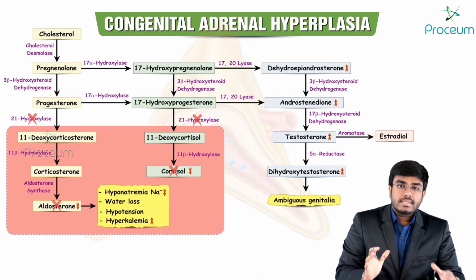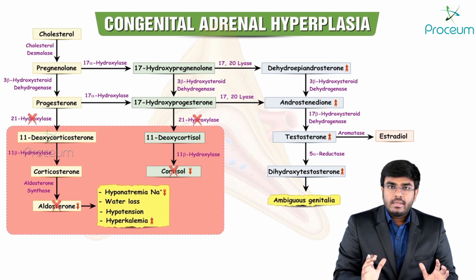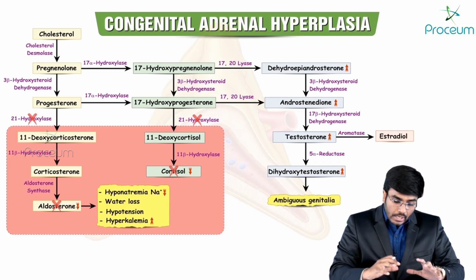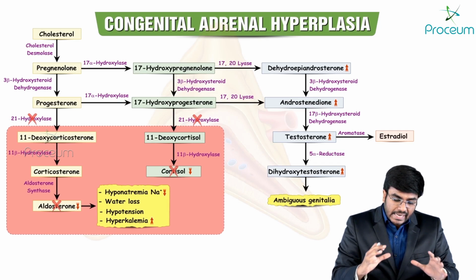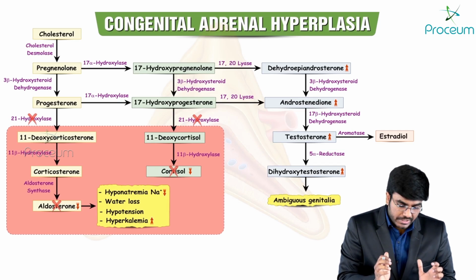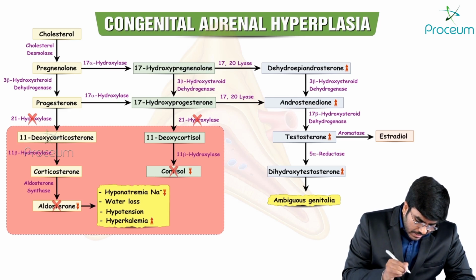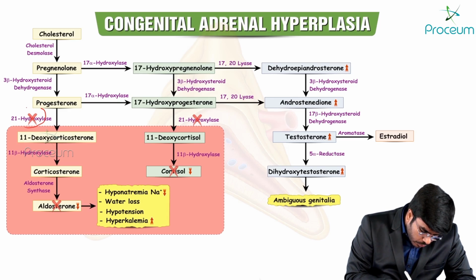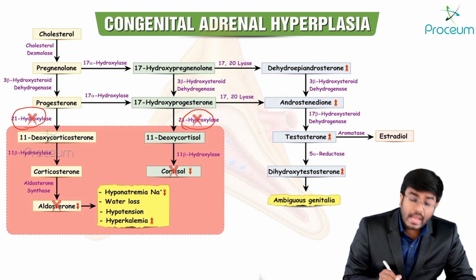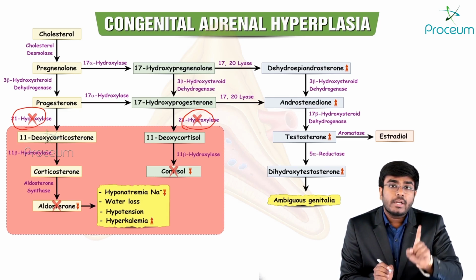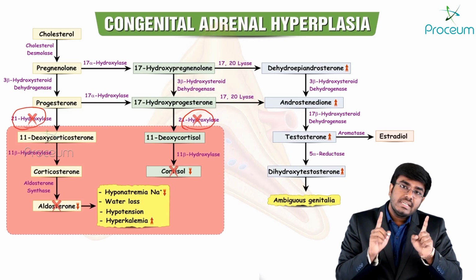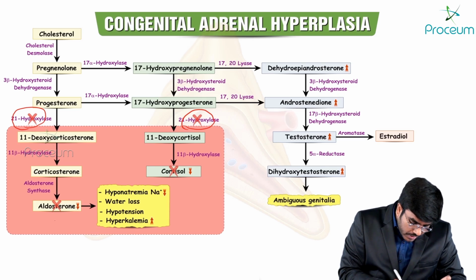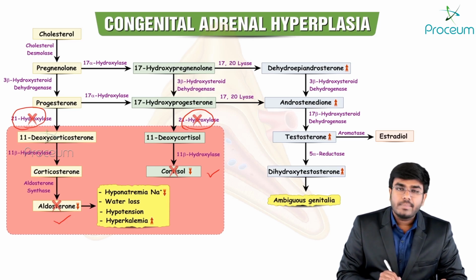Now, please concentrate on this slide. We have discussed everything. Now, let's see what's exactly happening in congenital adrenal hyperplasia. If there is a deficiency of the enzyme 21-hydroxylase, I have already discussed that 21-hydroxylase is an enzyme which is needed both for the production of aldosterone and cortisol.